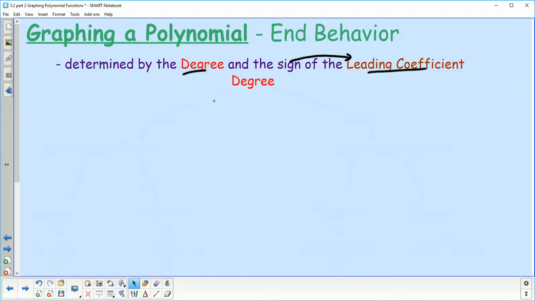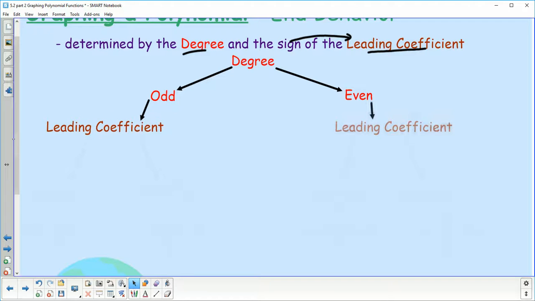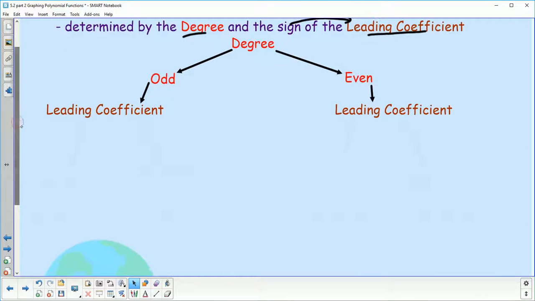And that degree is either going to be odd, or that degree is going to be even. Okay, and those are very distinct tells. It's either an odd number, like 1, 3, 5, 7, 9, and so on, or even: 2, 4, 6, 8, and so on and so on. Okay, and after we determine that, next we're going to look at our leading coefficient. Okay, and this is where it gets a little bit complicated. So it's easy to tell what our degree is, even or odd. Our leading coefficient is either positive or it's negative.